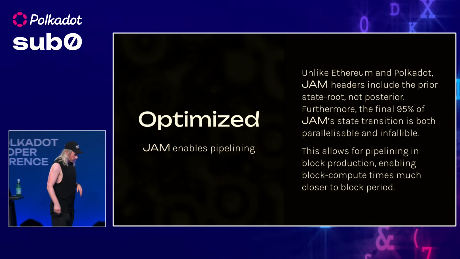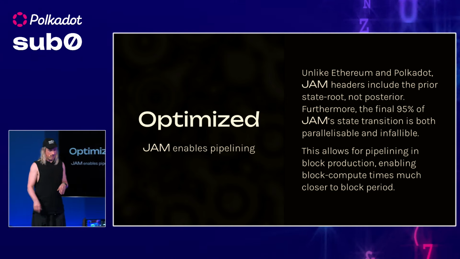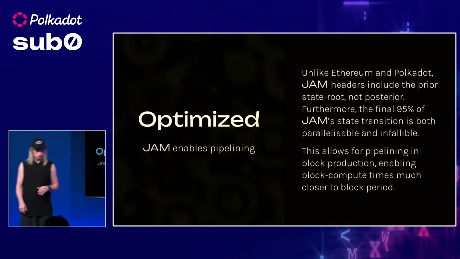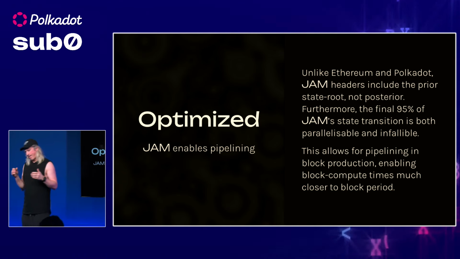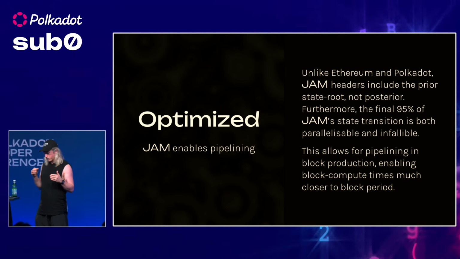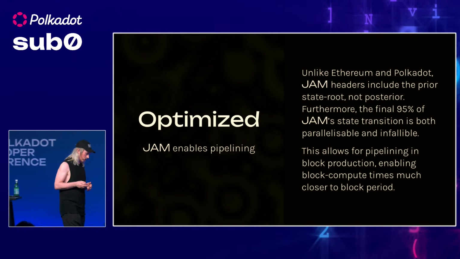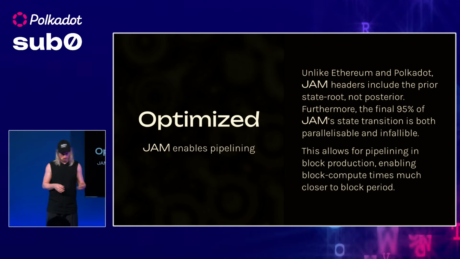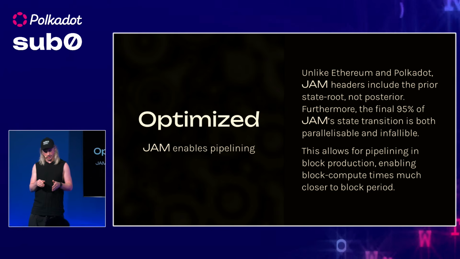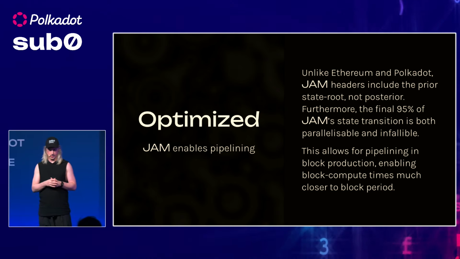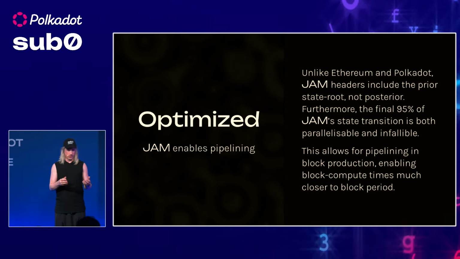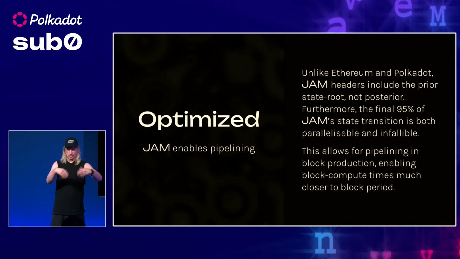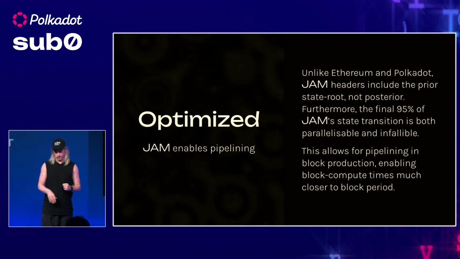One of the other ways that we've optimized is pipelining. This is something that I'm a little surprised hasn't been done before. The header of blocks in state-based blockchains since Ethereum generally contains the posterior state root, right? Basically, it's a digest of what the state has become after doing all of the various computation that the block implies.